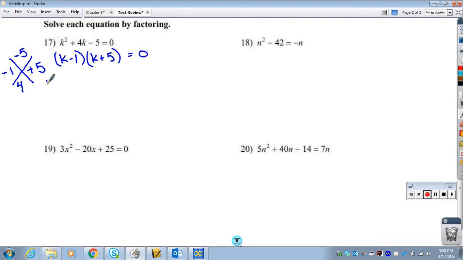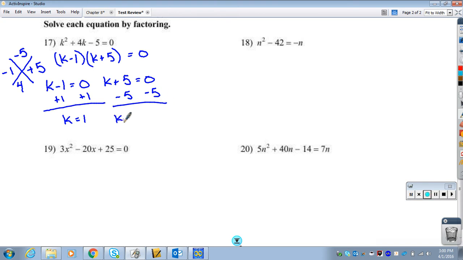Alright, and then you're going to set each factor equal to 0 and solve both of those equations. So here I would add 1 and I get k equals 1. Here I would subtract 5 and I get k equals negative 5.